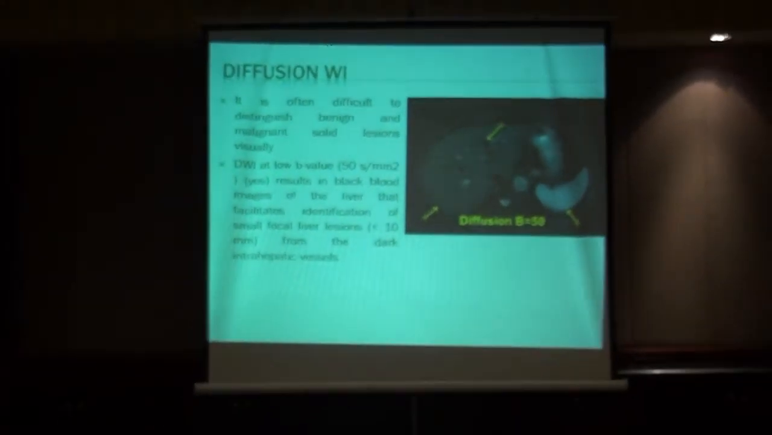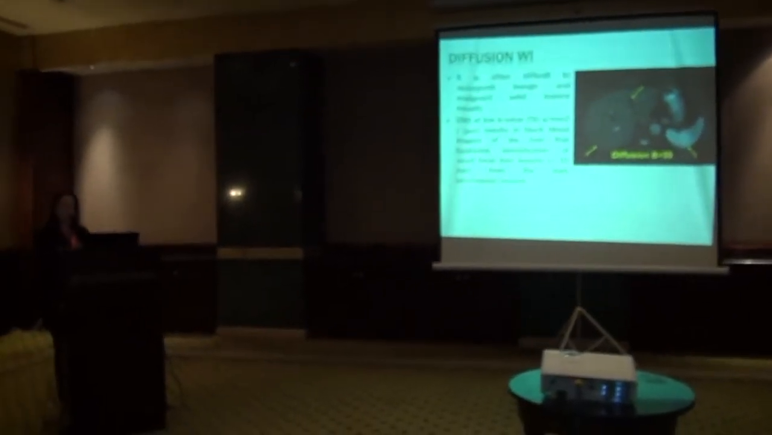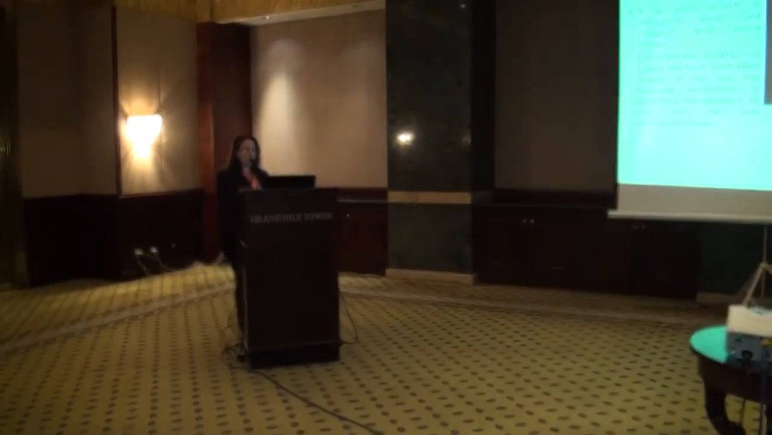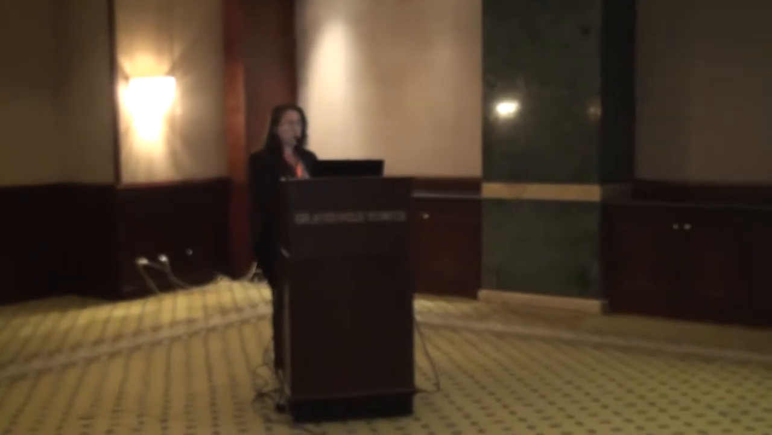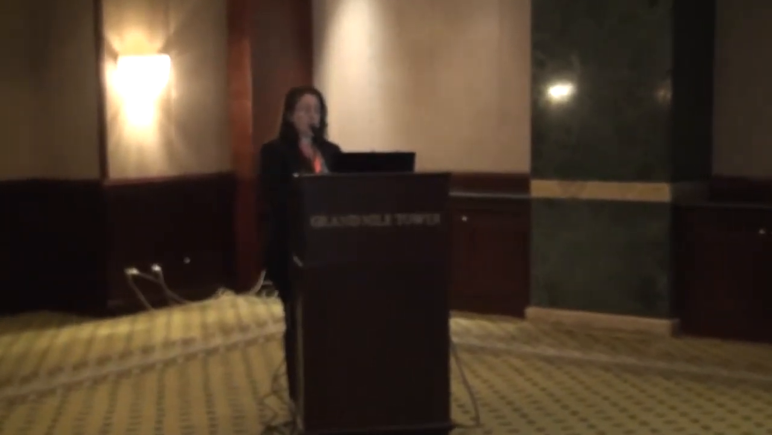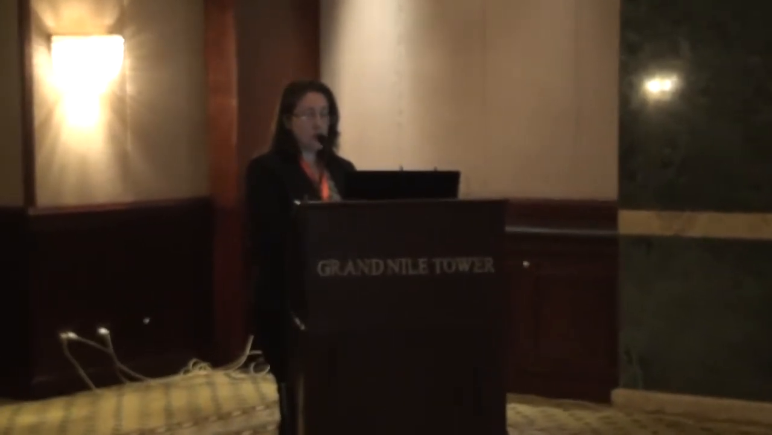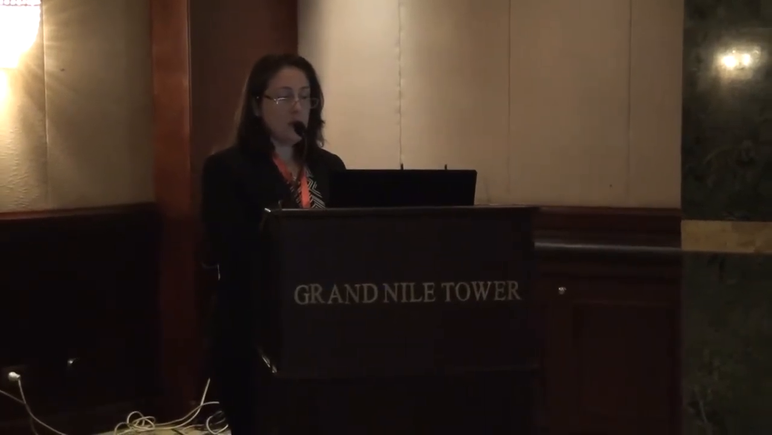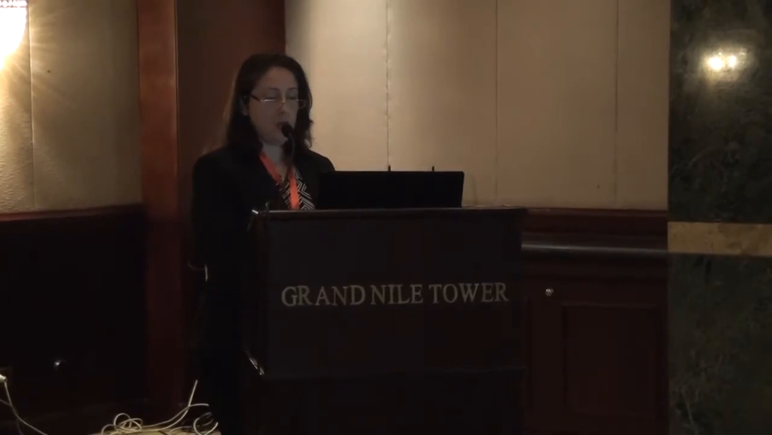Diffusion-weighted images at low B values result in black blood images of the liver that facilitate identification of small focal liver lesions, less than 10 millimeters, from the dark intrahepatic vessels. The normal signal of the liver on diffusion-weighted images is the same as on the other T2. The liver is hypointense to the kidneys and pancreas and the spleen.